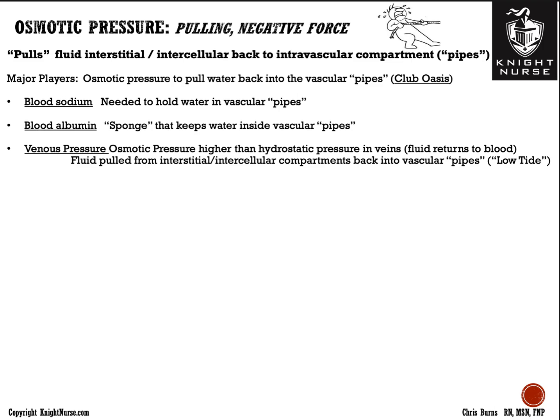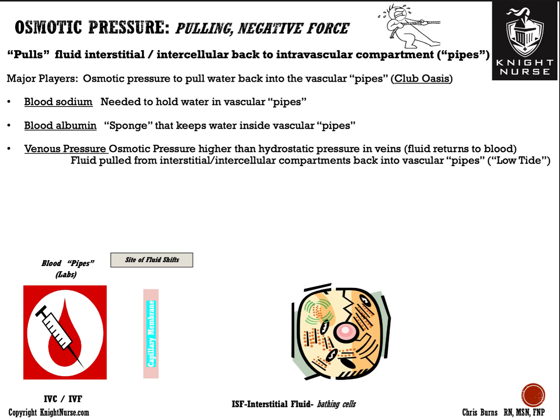Also, keep in mind that in the veins, osmotic pressure is the same, but hydrostatic pressure drops because the veins are chill. They're all vasodilated and they're not nearly as uptight as the arteries. So that lowers venous pressures to the point where osmotic pressure is higher than hydrostatic pressure. So the net force pulls fluid from the interstitial intercellular compartment back into the vascular pipes. So this is low tide. Tide goes back out. What's it look like?